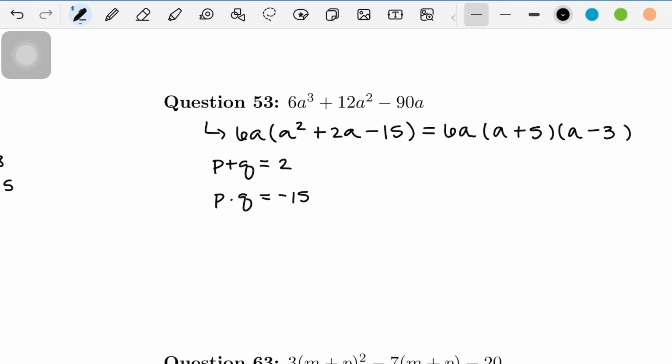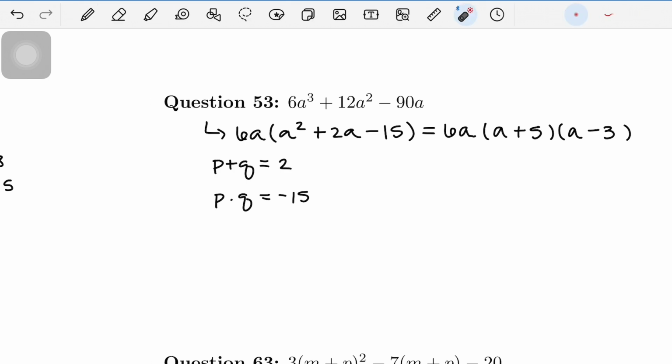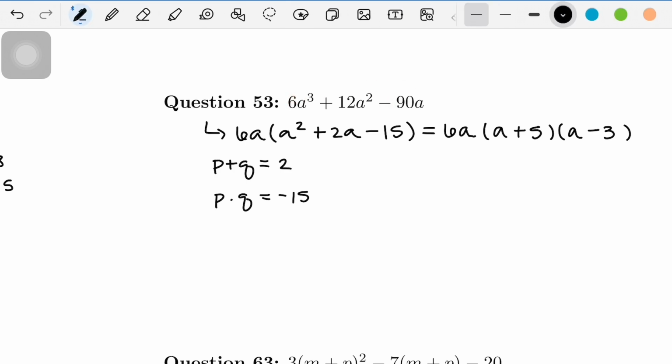And then we can FOIL these to make sure that we will end up with our original trinomial. And we do, in fact, so this tells us that this is going to be our fully factored form of this expression.